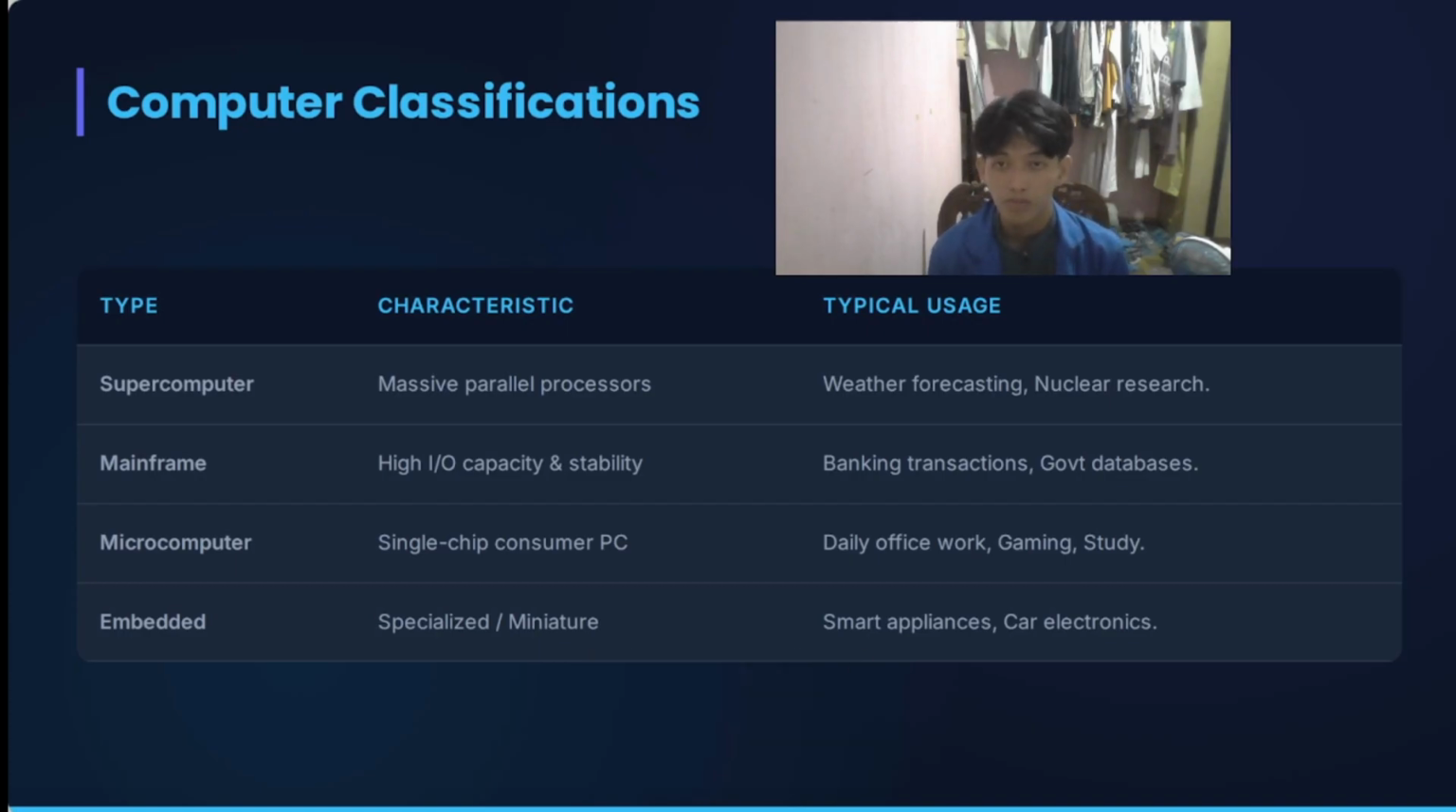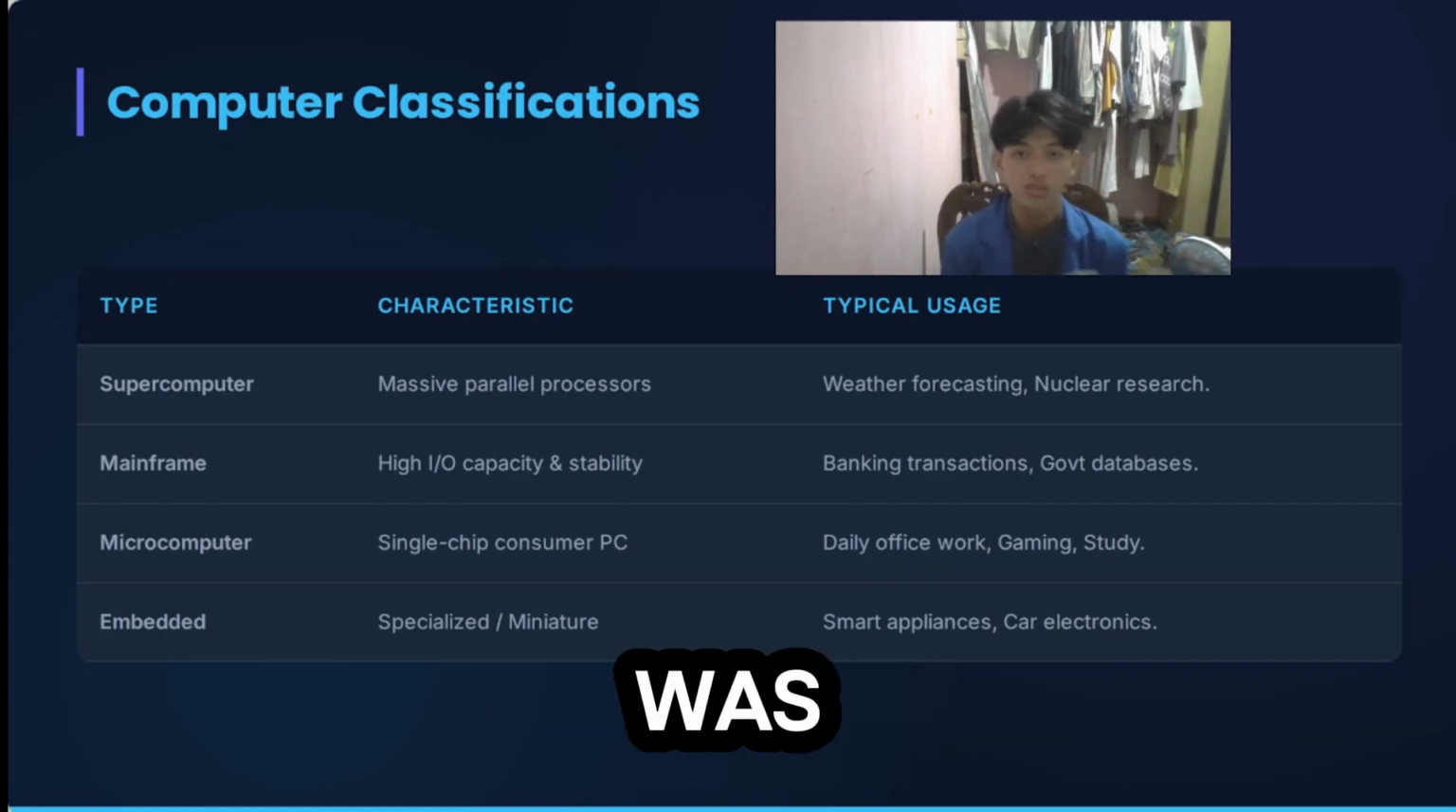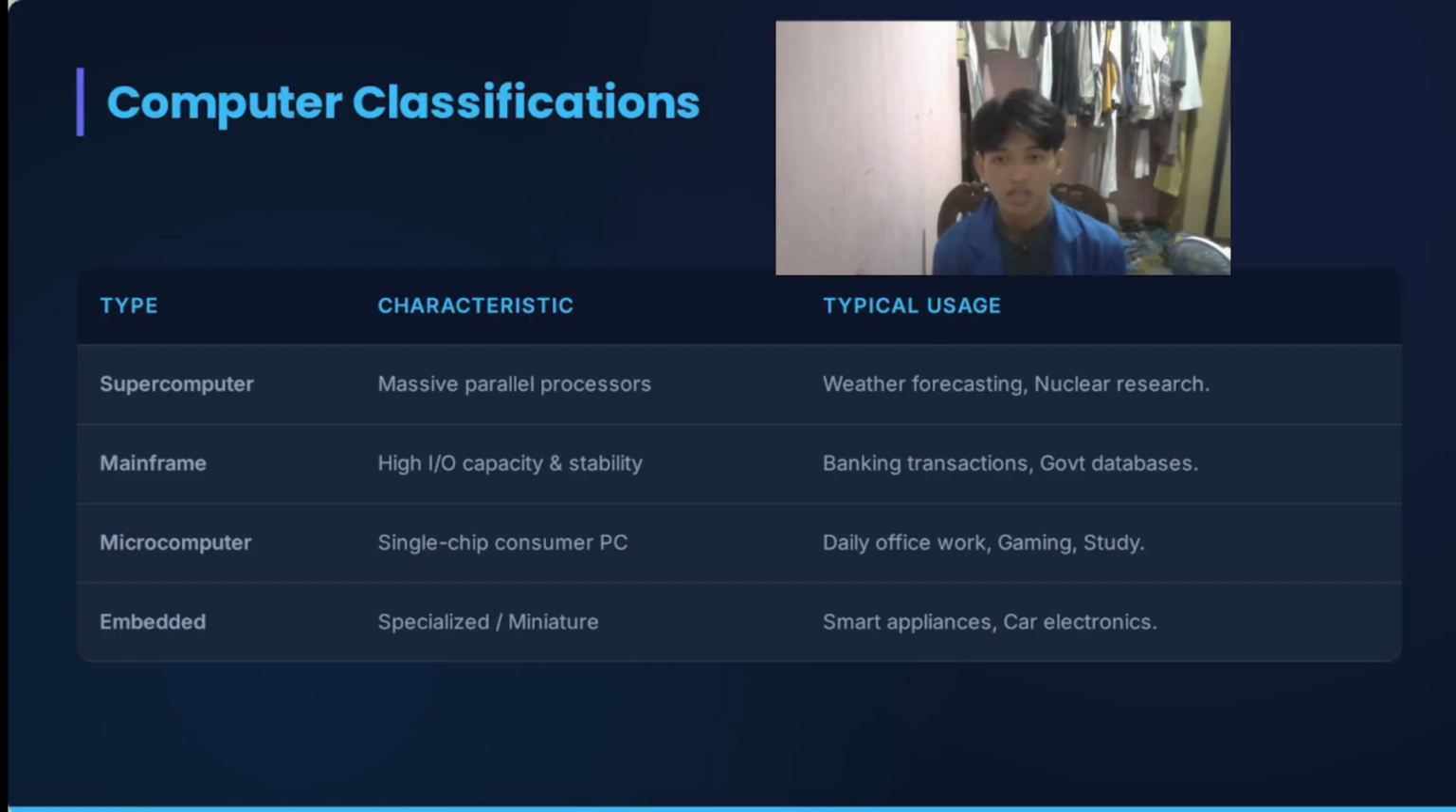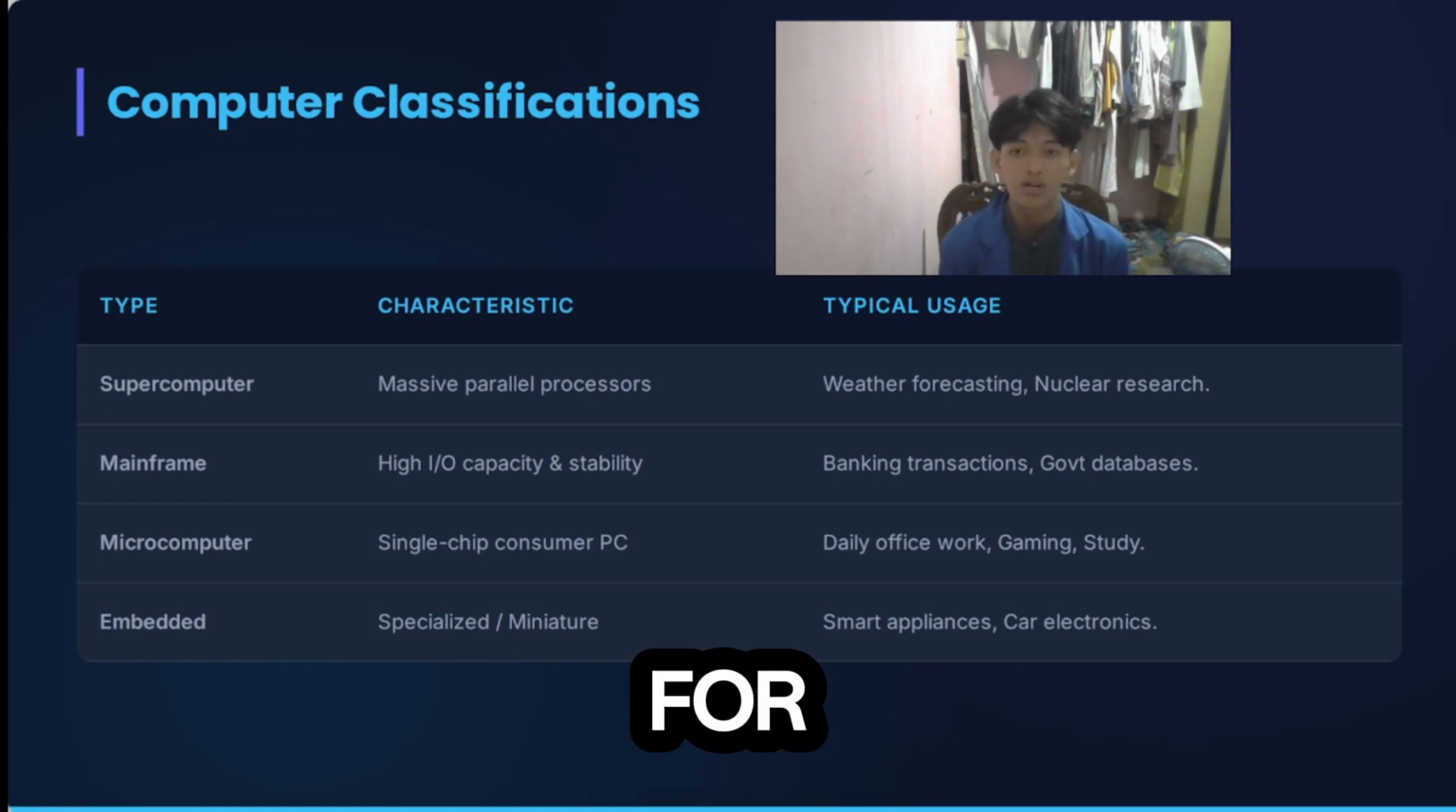Three, microcomputers. These are the single-chip consumer PCs that we use every day, such as laptops, desktop PCs, and tablets. Four, embedded computers. These are miniature, specialized computers built into daily electronics like smart home appliances or cash systems.